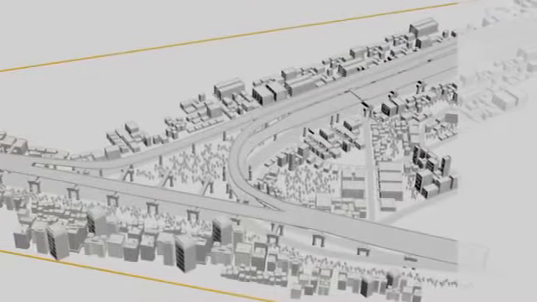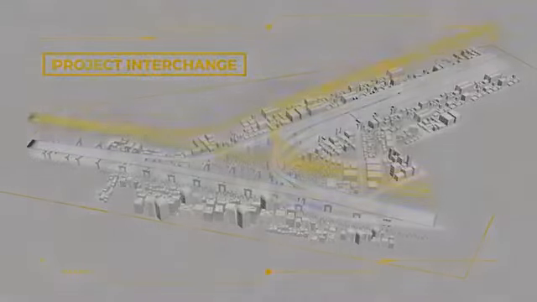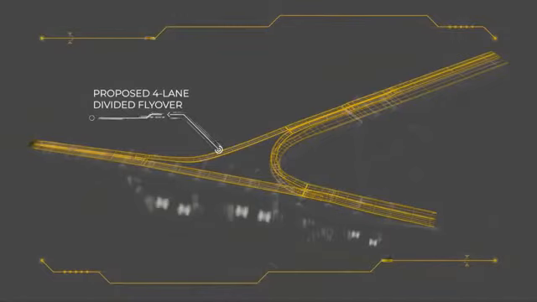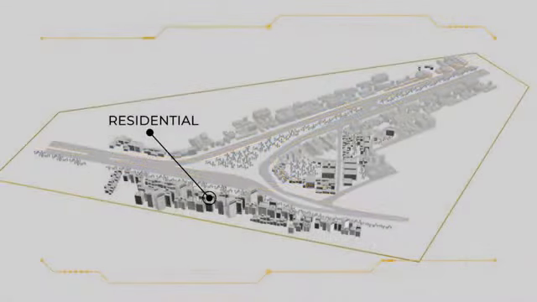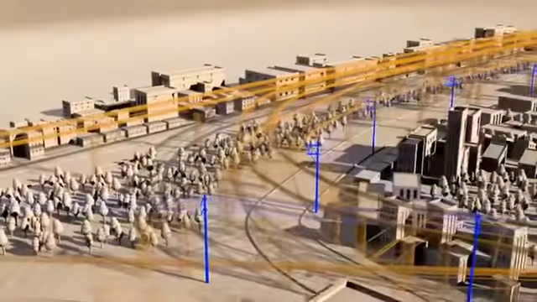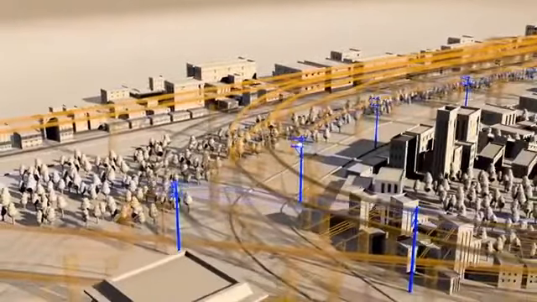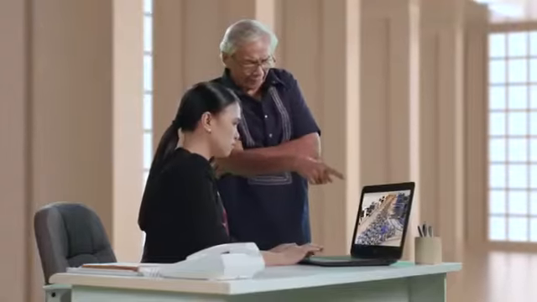To better understand the process of pole relocation, consider the real-life proposed project interchange. Project interchange is a proposed 4-lane, divided flyover that is being built to ease traffic congestion in roads servicing high-density residential, commercial, and industrial areas. However, the project builders identified overhead electrical line crossings that need to be cleared for project construction to begin.